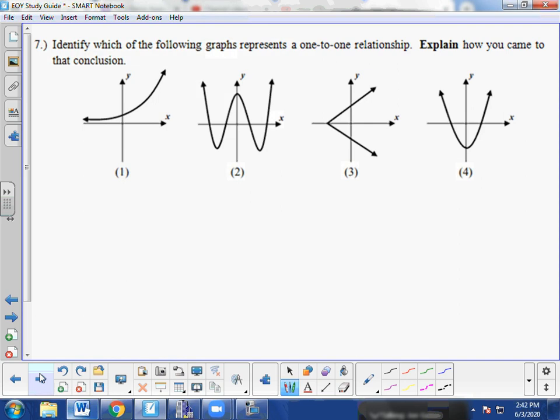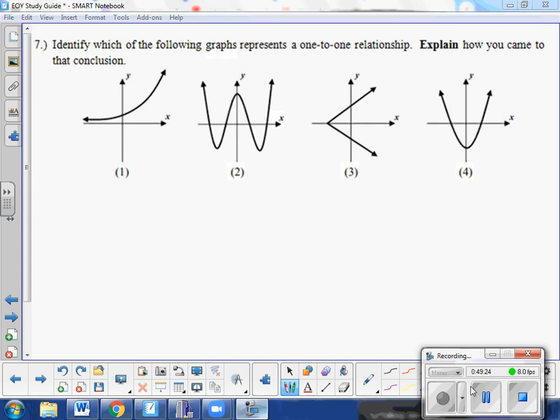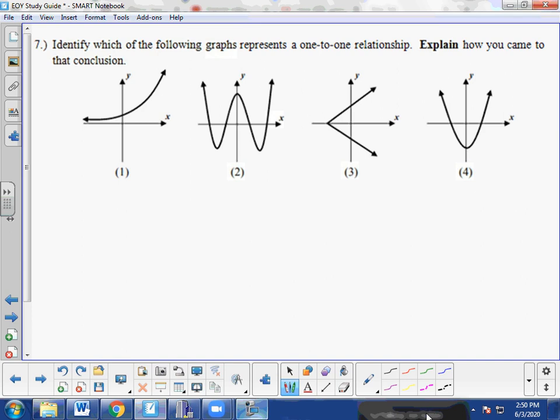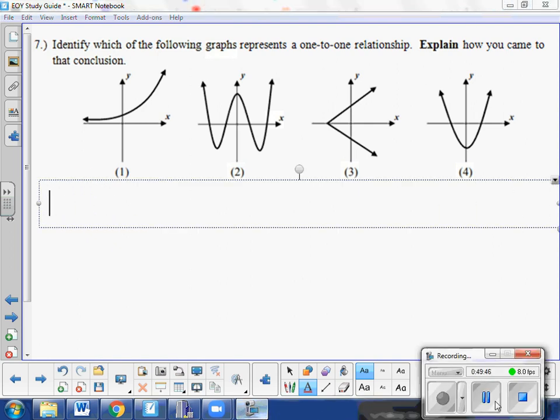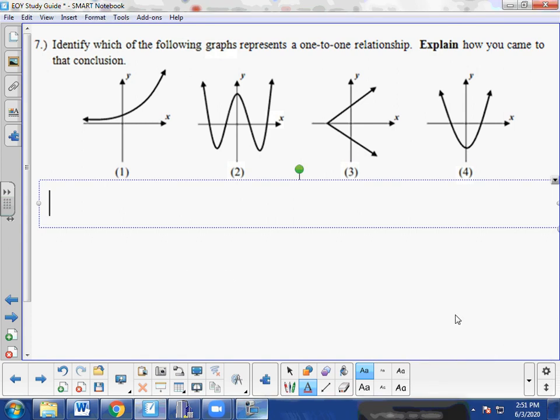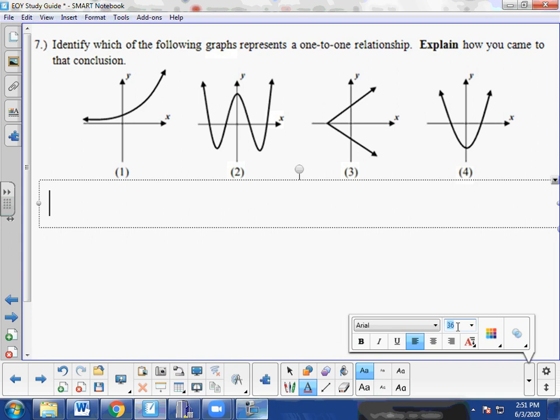Problems get a little bit shorter, a little bit faster after those. So let's go ahead and take a look at problem number 7. We are moving forward a unit here and actually getting into inverse functions and one-to-one relationships. In problem number 7, it says to identify which of the following graphs represents a one-to-one relationship and explain how you came to that conclusion. So remember, functions that are one-to-one have relationships between inputs and outputs of the function.